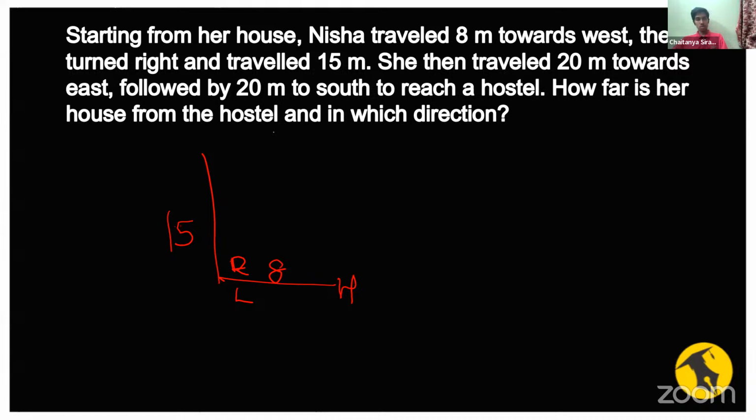So she went another way now. So this total is 20. And then followed by 20 meters towards south to reach her hostel. So this will also exceed 15. So here is her hostel. Now they are asking how far is her hostel from her house and in which direction. So direction is pretty easy. If you take her house as a reference point, the hostel is to the southeast direction. For distance, we can draw a triangle like this. This will be travel 20 towards east.